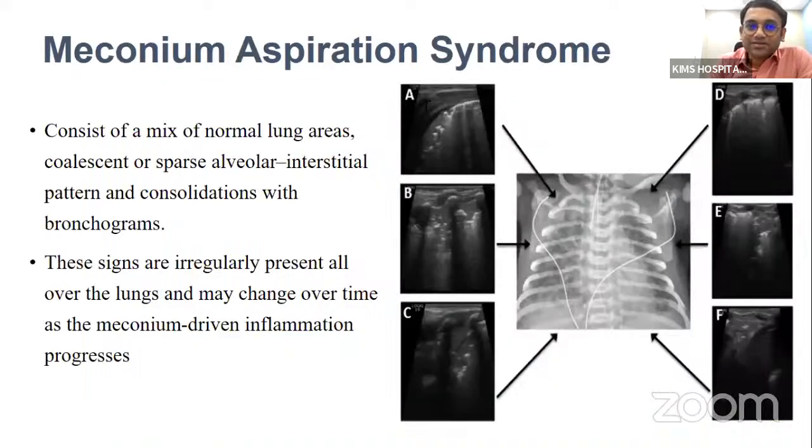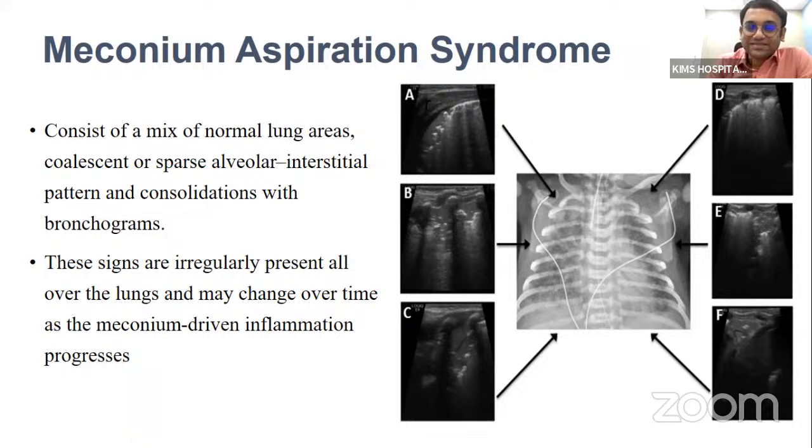In meconium aspiration syndrome, it is a heterogeneous disease. So different parts of the lung can have a different kind of lung ultrasound picture based upon the presence of meconium or not. So the pattern can vary from consolidations with air bronchograms to normal areas with the pattern of B lines, to the pattern of atelectasis. So all these kinds of patterns can be seen in the case of meconium aspiration syndrome.